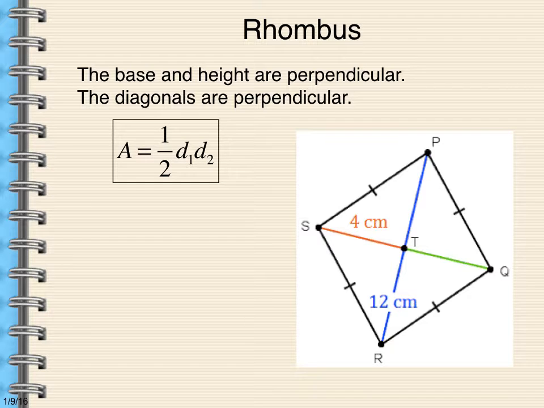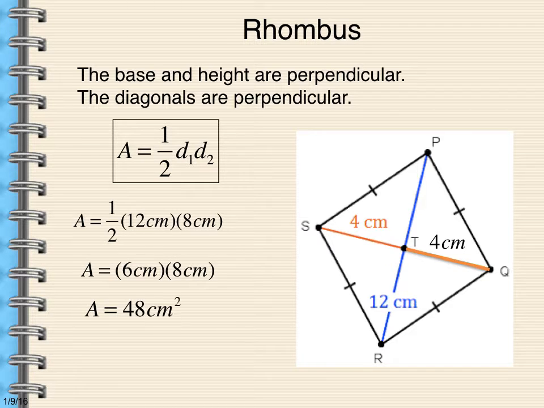So let's look at the diagonal from S to Q. We know that part of it is 4, so the other part would have to be 4, because in a parallelogram, the diagonals bisect each other. In the blue diagonal from R to P, the whole distance is given as 12. So we'll substitute our numbers into our formula. And we'll do this time half of 12, which is 6, times 8 is 48 square centimeters.